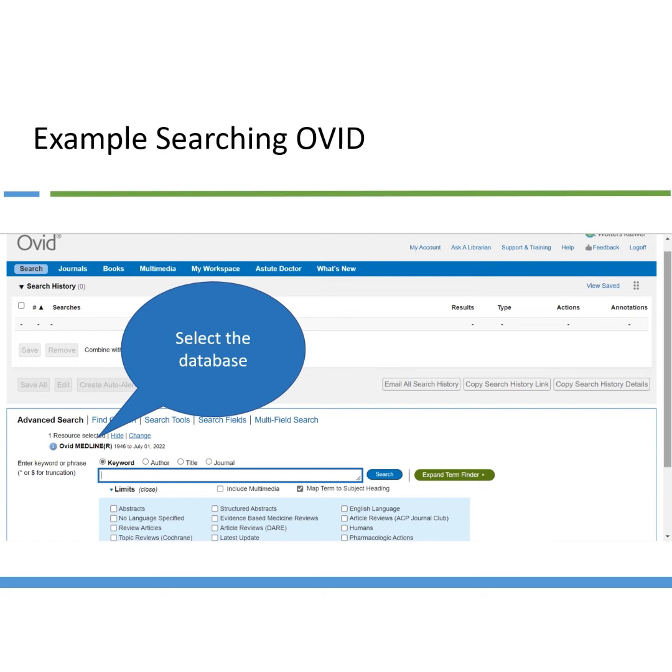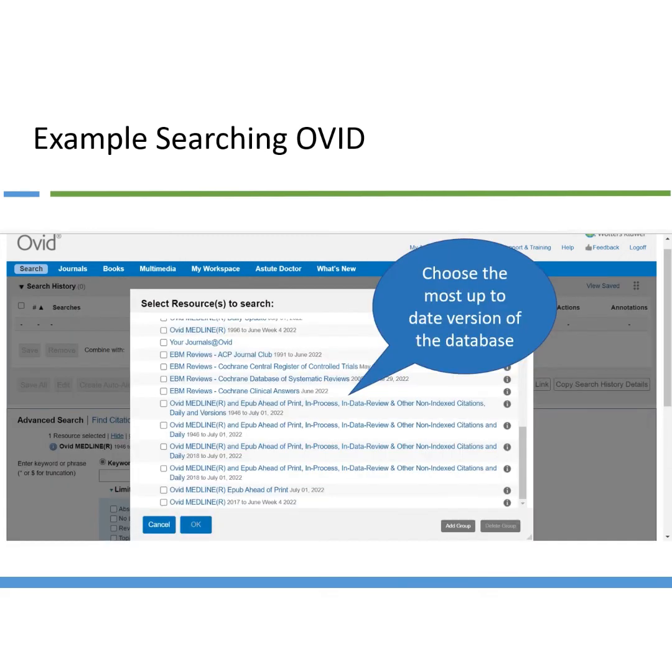So I enter OVID. There are several databases. You choose the database you need. For instance, here I chose OVID Medline, and I chose the most updated version of it. It also includes all the publications ahead of print, and from inception of Medline until the latest or the most recent date.